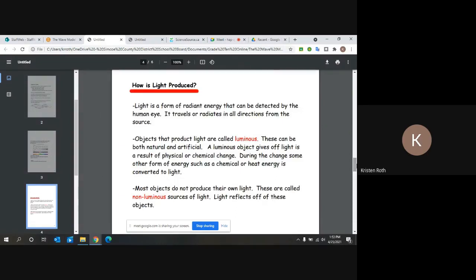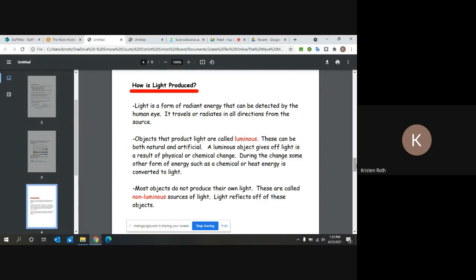So how is light produced? Light is a form of radiant energy that can be detected by the human eye. Visible light of the electromagnetic spectrum is the form of energy that we can see. The whole thing is the electromagnetic spectrum. That is all energy in there. Visible light is the only form of energy we can see.